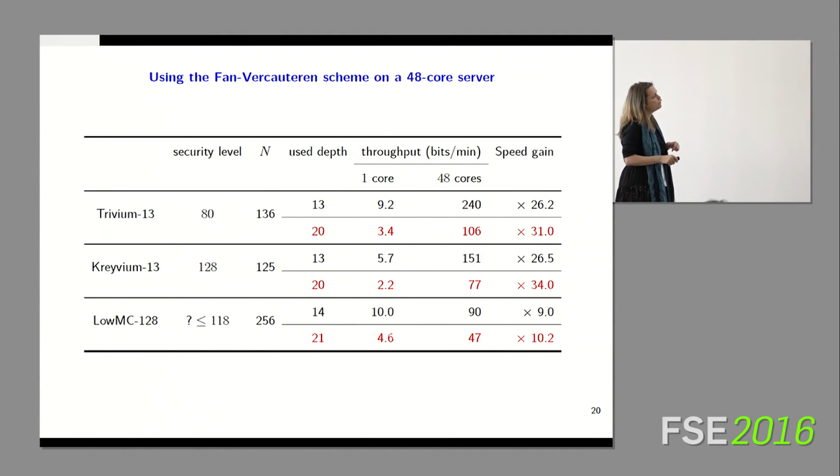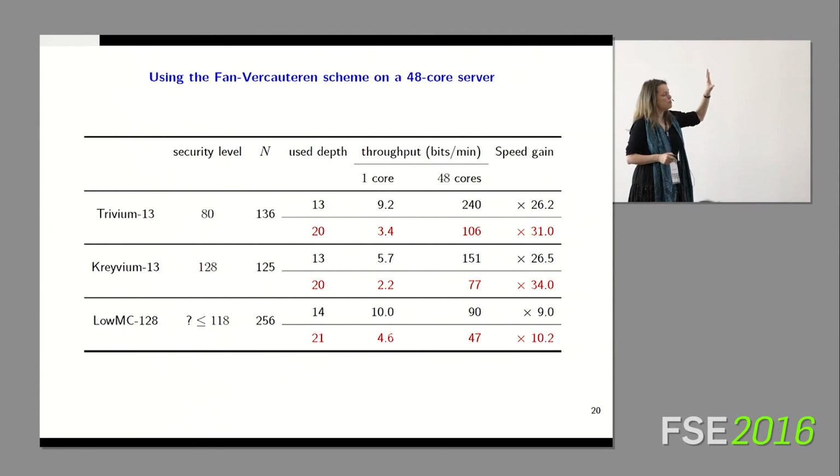And then if we parallelize this, and if we use all the 48 cores, then we can increase the throughput to 100 bits for Trivium, something like 80 bits for the 128-bit variant, and 50 bits for Low MC.